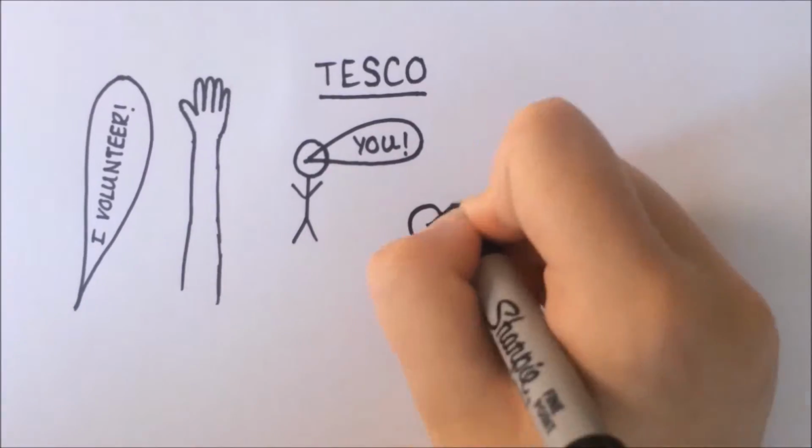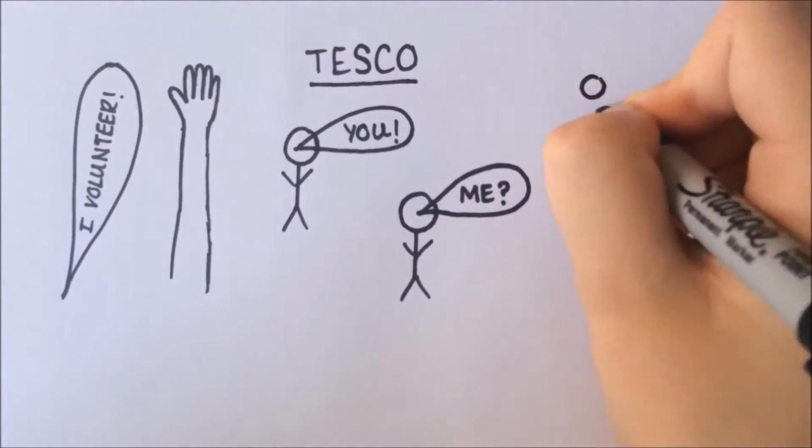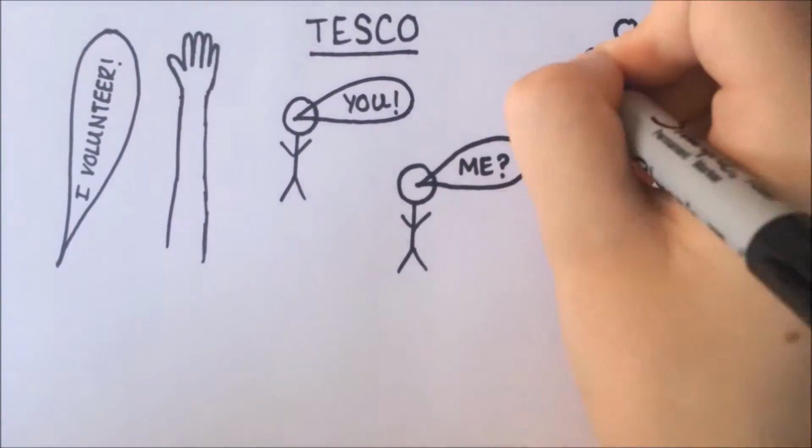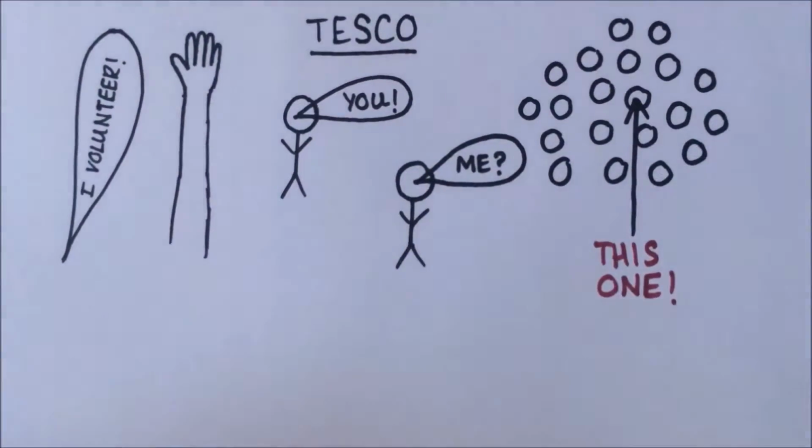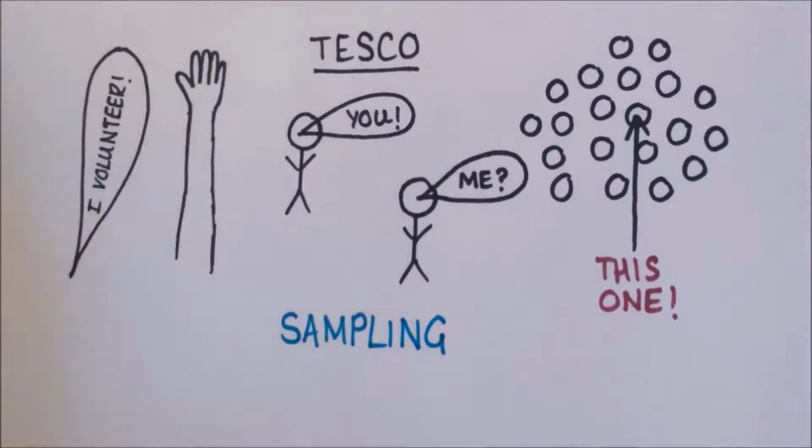Opportunity sampling is simply selecting people that are available at the time. For example, the researcher may go up to people in a cafe and ask them to be interviewed. Finally, there's random sampling. This is where every member of a population has an equal chance of being selected.